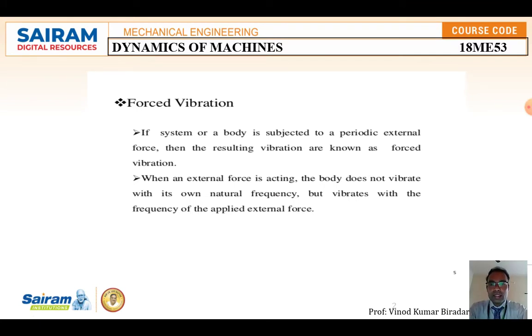Now I'm going to tell you about forced vibration. Take any particular system, body or element subject to periodic external forces. The resulting vibrations are known as forced vibrations. An example is the ringing of a temple bell. When an external force is acting, the body does not vibrate with its own natural frequency, but with the frequency of the applied external force. That needs to be considered during forced vibration.